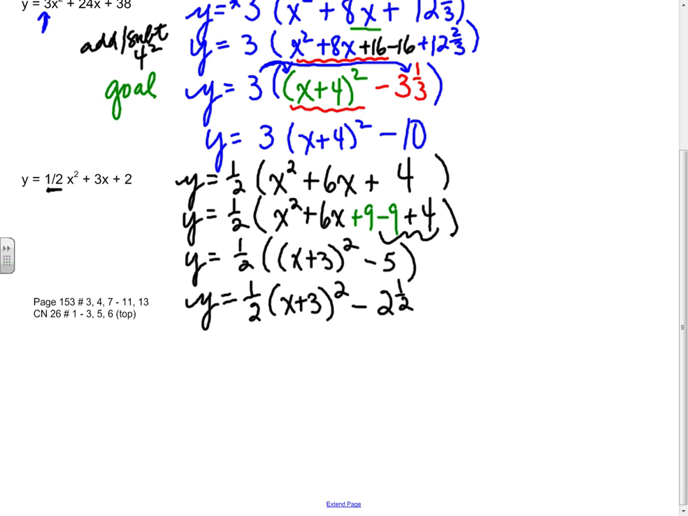Completing the square is going to take some practice. You're so lucky that I gave you so very much. Page 153, 3, 4, 7 to 11 and 13. And course notes 26, 1 to 3, 5, and 6.